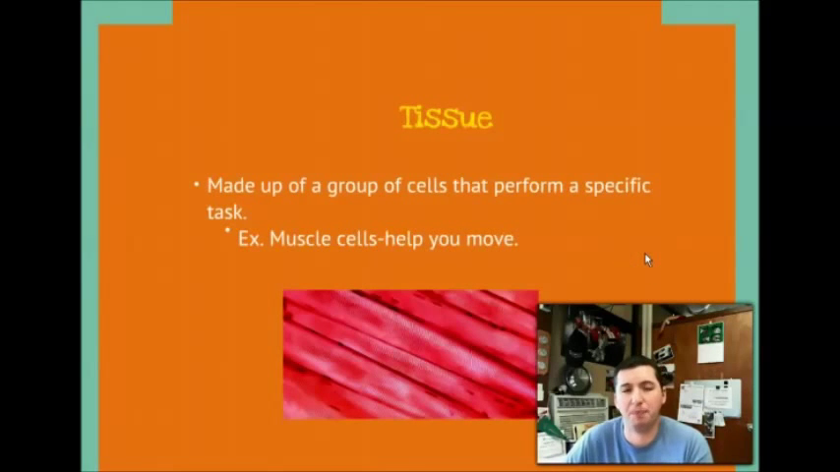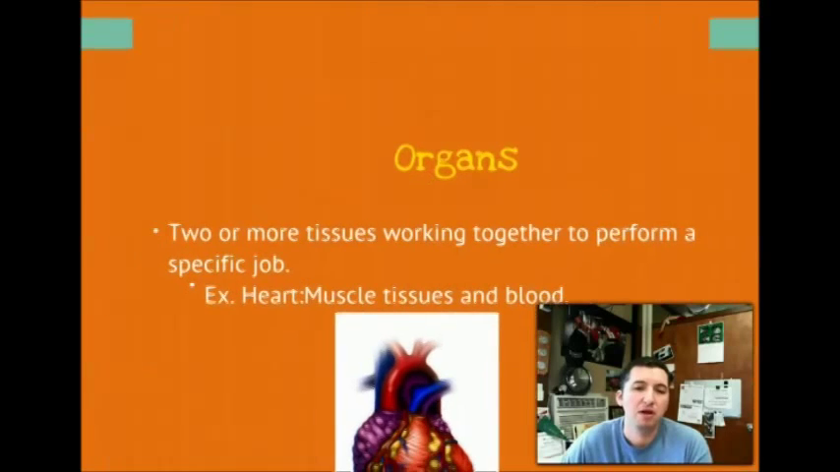Tissues. Okay, tissue is basically made up of a bunch of cells, and they perform a specific task, like muscle tissue actually helps you move. You can put enough of those tissues together and actually form a full organ, all right, which is 2 or more different types of tissues working together to basically do the same job, all right?